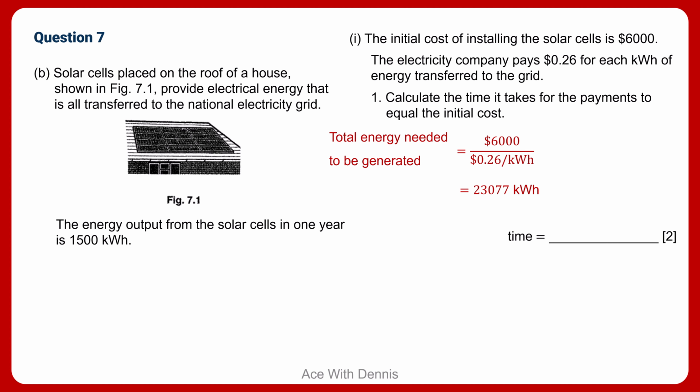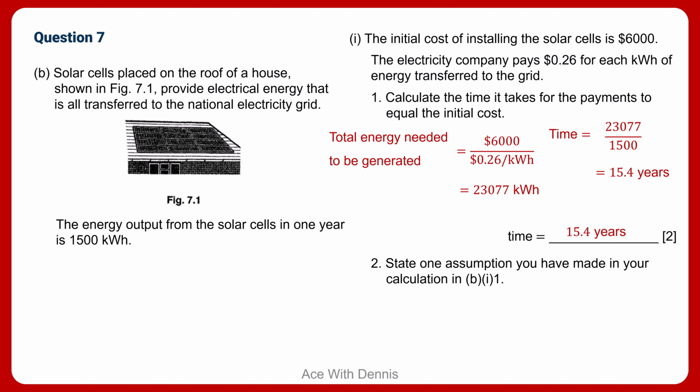And next, we can calculate the time needed for the solar cells to generate this amount of energy. Hence, it will be 23,077 divided by the output of the solar cells, which is 1,500 kilowatt hours, and we'll get 15.4 years. Hence, the answer is 15.4 years.